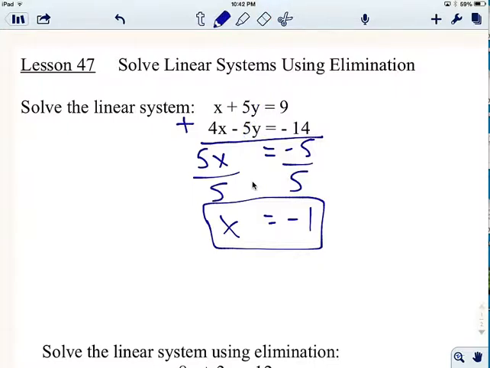Now, guys, technically you could pick either equation to plug it into if you wanted to. You could pick the top or the bottom. I'm going to pick the top because it looks a little bit simpler. So I'm going to plug in, instead of x, a negative 1, and then I'm just going to write the rest of it out. Negative 1 plus 5y equals 9. Now I'm just going to solve this. So to solve it, first I have to add 1 to both sides to get rid of that negative 1.